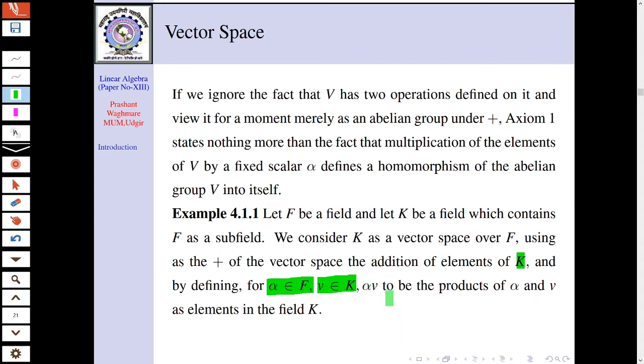So we can consider that operation as alpha into V, right? So alpha into V is the product of alpha and V as elements in the field K. Now with respect to those operations, automatically these four properties or four axioms of vector space are satisfied by all the elements of K here. That's why K becomes a vector space over a field F.